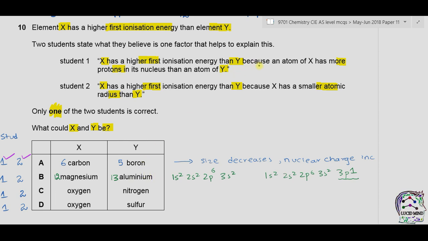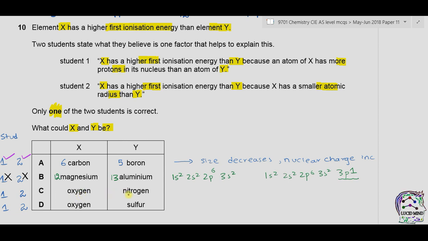Let's look into the first reason. Because an atom of X has more protons in its nucleus than an atom of Y. As we can see, the number of protons is less in magnesium as compared to aluminum. So the first student is wrong. For the second student, the reason is that X has a smaller atomic radius than Y. Now this student is also wrong because as atomic number increases, the size of the atom decreases, so magnesium is larger as compared to aluminum. So both students are incorrect.